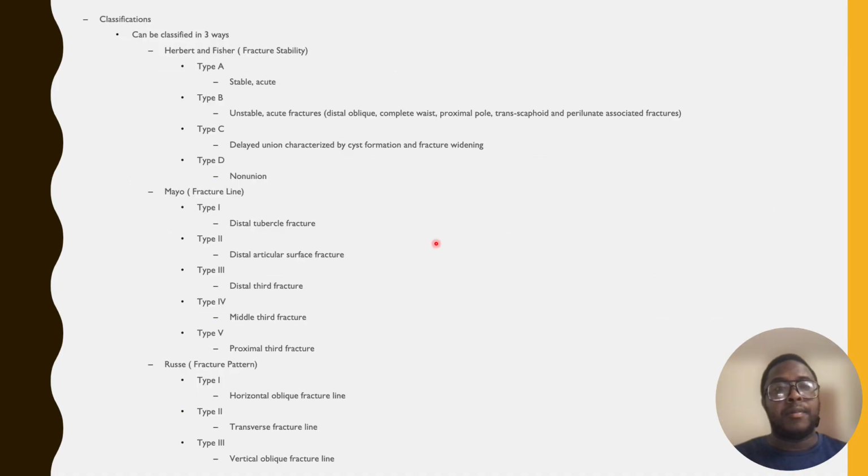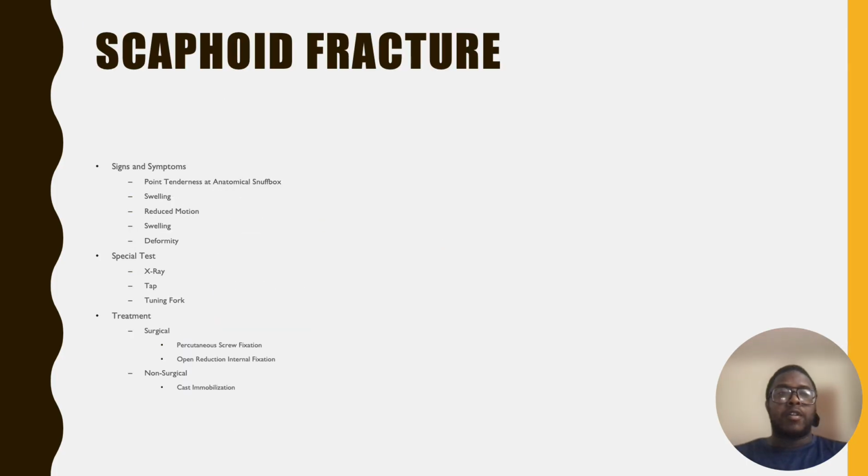We'll show how the fracture happens. The X-ray confirms the classification of the fracture: what type of fracture stability it is, what type of fracture line it is, and the pattern of the fracture. Going back to special tests, we have the classic fracture tests, the tap and tuning fork test. For treatment, for non-surgical, we have cast immobilization. But for surgical, we have percutaneous screw fixation or open reduction internal fixation.